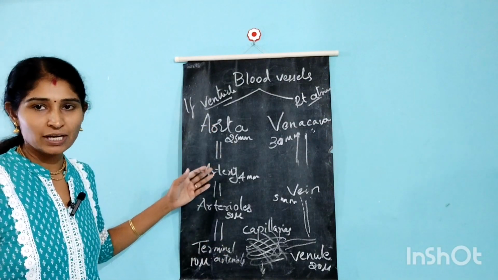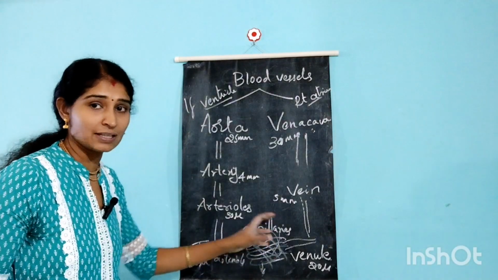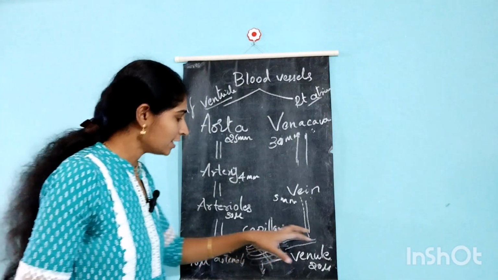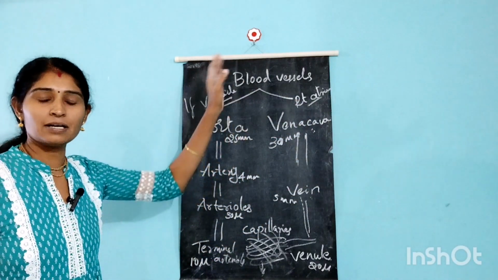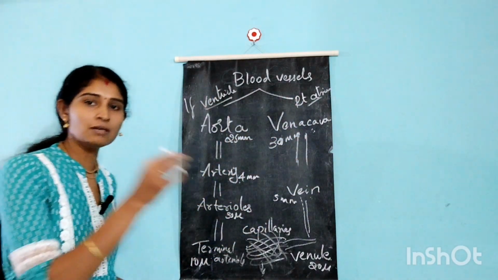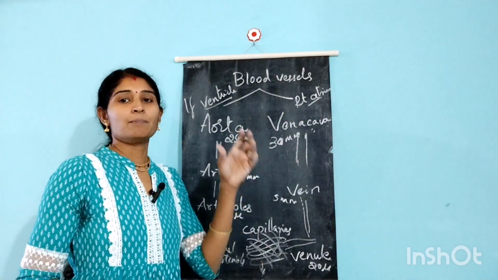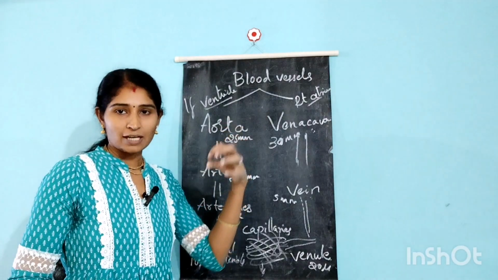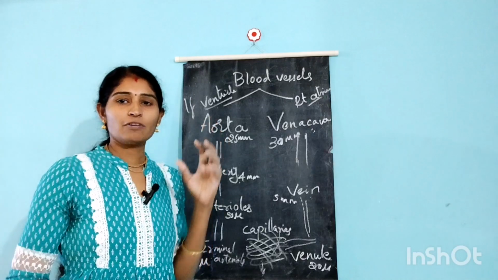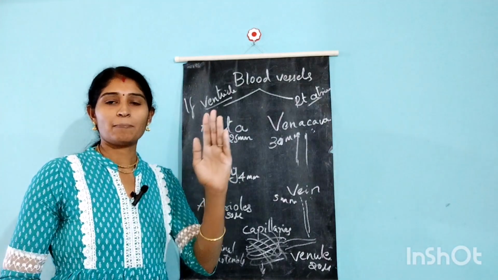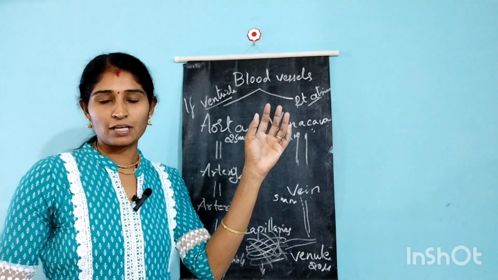From aorta it is artery, artery to arteriole, arteriole to terminal arteriole, then to the capillaries where the exchange takes place, from there into the venule, venule to the vein, vein to the vena cava, and again the deoxygenated blood comes into the right atrium. While studying the chambers we studied how the blood from the right atrium moves into the right ventricle through the tricuspid valve, and from the right ventricle the blood enters into the pulmonary artery and is taken towards the lungs for purification.